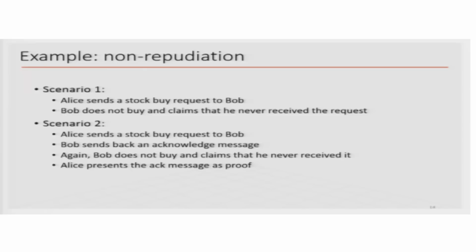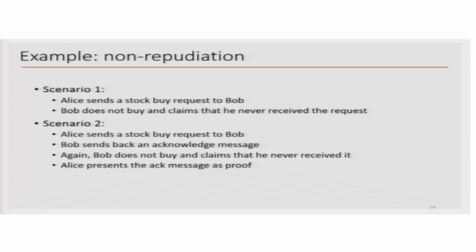In scenario 2, suppose Alice sends a stock buy request to Bob and Bob sends back an acknowledgement that yeah, I am going to do it, I received your request. And then again Bob fails to buy it, and later when Alice comes and says, I have suffered loss because of you, Bob can say that no, I did not get the message. Then Alice shows him that, look, you sent me an acknowledgement message and therefore you must have received the message.